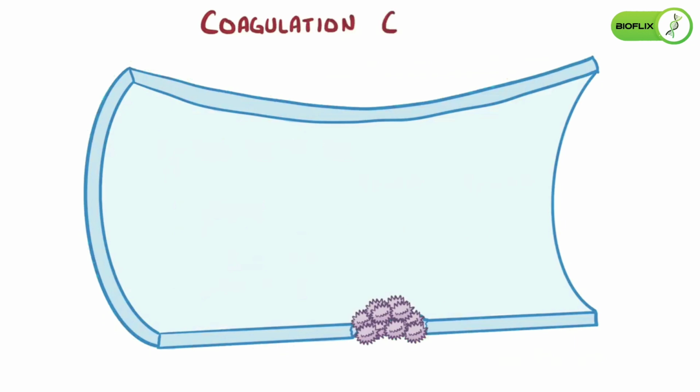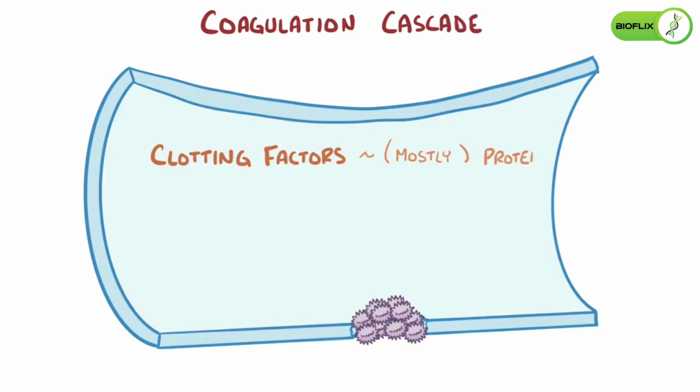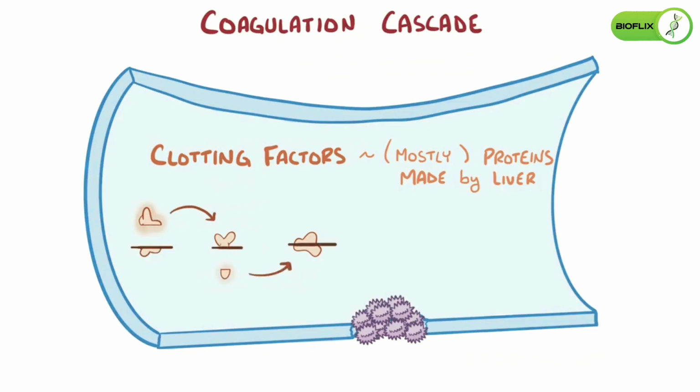After that, the coagulation cascade is activated. First off, in the blood, there's a set of clotting factors, most of which are proteins synthesized by the liver, and usually these are inactive and just floating around in the blood. The coagulation cascade starts when one of these proteins gets proteolytically cleaved. This active protein then proteolytically cleaves and activates the next clotting factor, and so on.